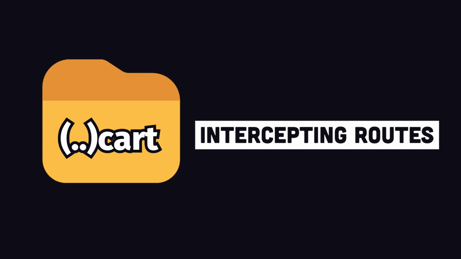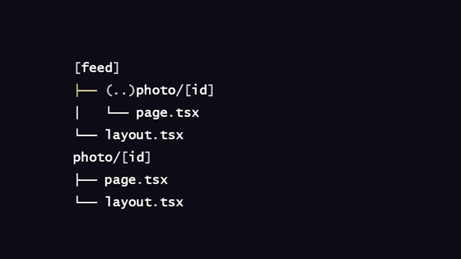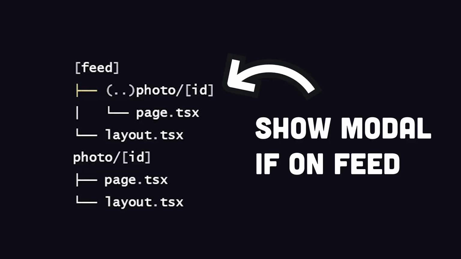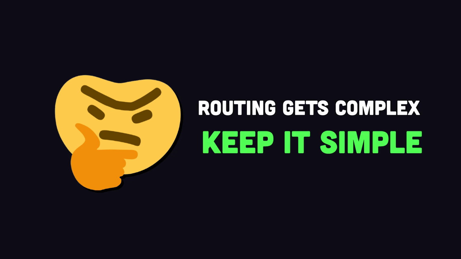And finally, the most complex pattern of all is intercepting routes. This pattern will render the default page for server-side rendering, but then use an entirely different page for client-side rendering. Like if you want to display a modal while keeping the state of the previous page underneath it. That can be useful when you need it, but in general, my advice is to keep your routing structure as simple as possible.